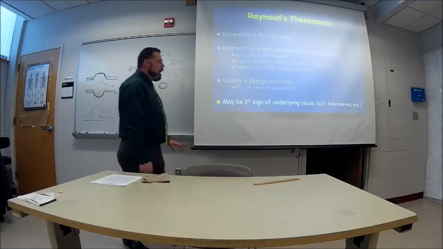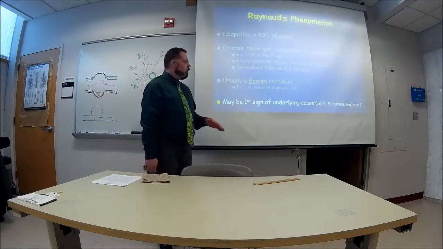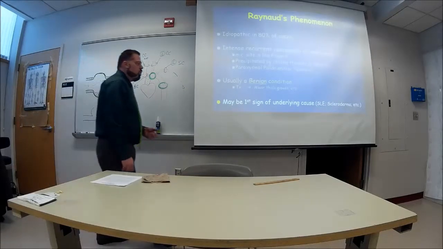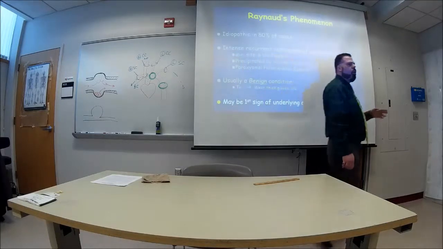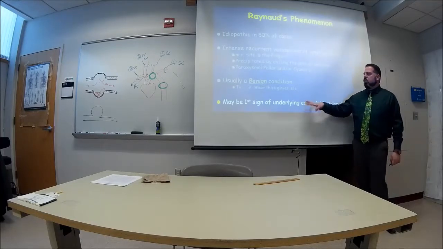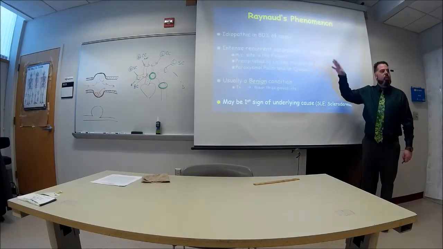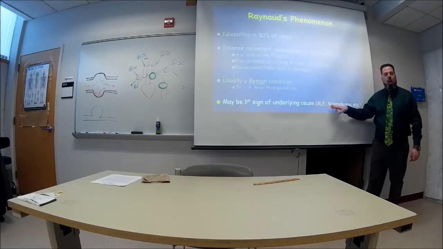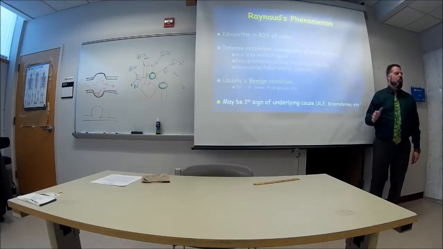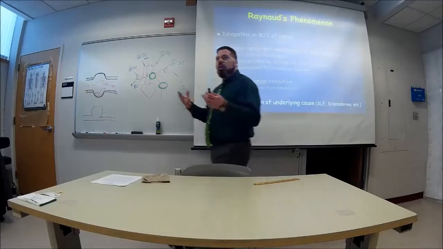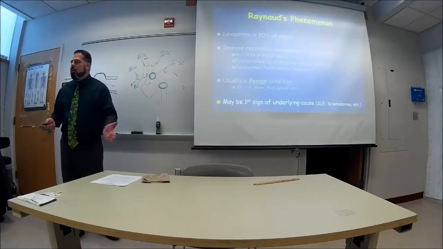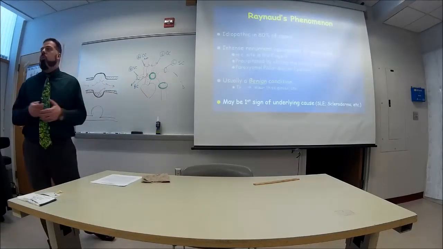All right? It may be, however, and this is where we need to see this, it may be the first sign of underlying causes. People with lupus may have this. People with scleroderma. I know I didn't talk much about scleroderma, but in your other courses you may get into that. But what I'm trying to emphasize is that in 80% of cases, it's usually benign, but we've got to rule out other things. If everything is okay, then they fall into the 80% category, and just tell them to wear thick gloves, try not to go outside in the cold, don't handle ice, that kind of thing, or just like I said, move to a warmer climate.